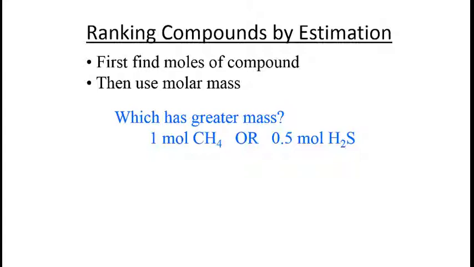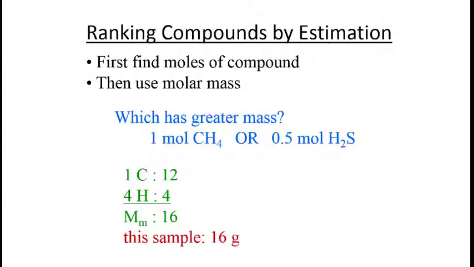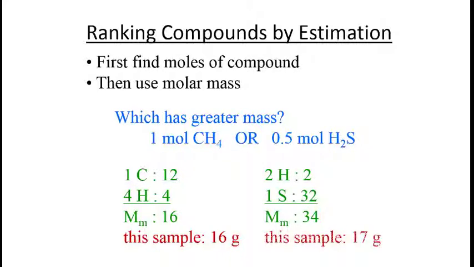For example, which has the greater mass, 1 mole of CH4 or 0.5 moles of H2S? The problem gives us the moles of each compound, so let's estimate the masses. CH4 has 1 carbon and 4 hydrogens, so the molar mass is 16 grams per mole. Since this sample is 1 mole, its mass is 16 grams. H2S has 2 hydrogens and 1 sulfur, so the molar mass is 34 grams per mole. Since this sample is half a mole, its mass is half of 34, or 17 grams. By simple estimation, we find the H2S sample has the greater mass.